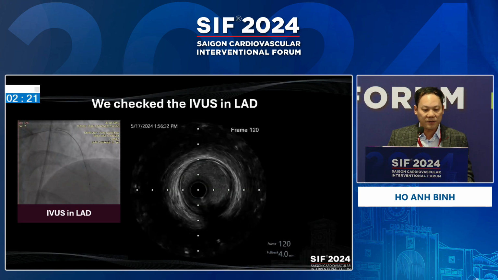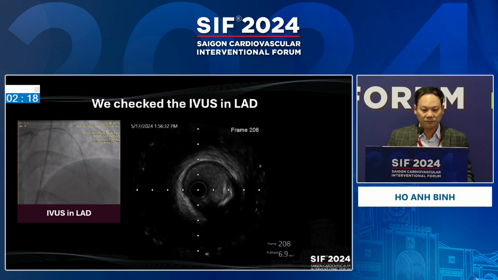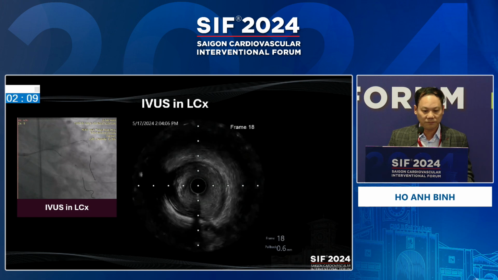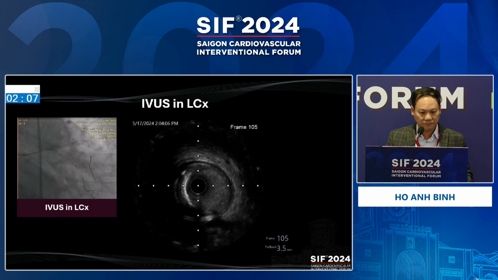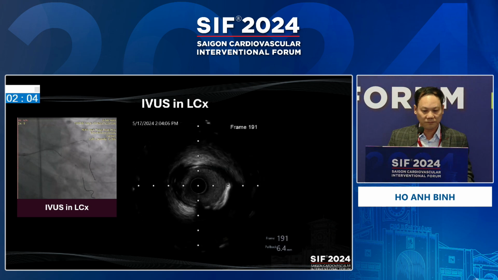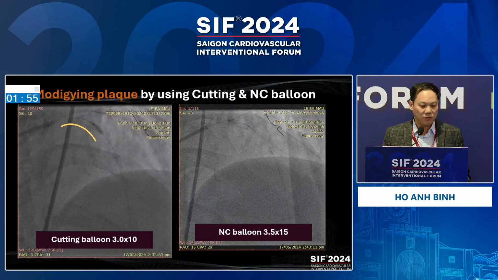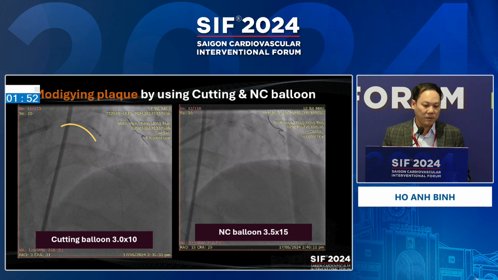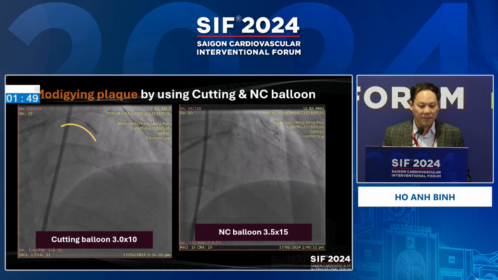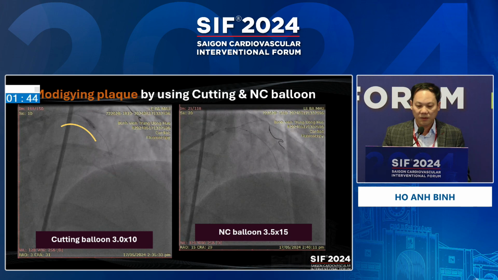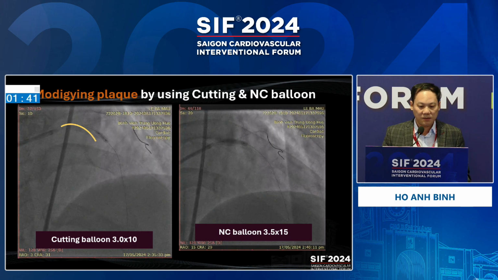After we check the IVUS in the LAD, we then change to the LCX to do the intervention. Because the lesions are very tight and calcified, we decided to do the cutting balloon to prepare the lesion. And after that, we use a non-compliant balloon 3.5 to have better preparation.